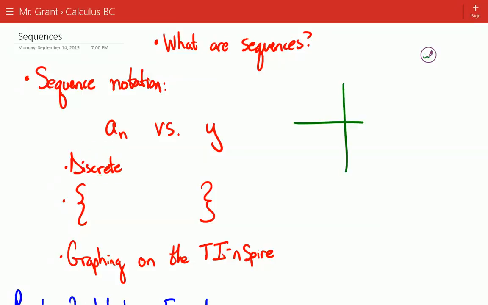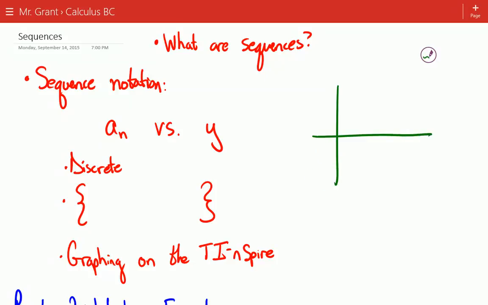If you plot a discrete graph, the points are separate. We don't connect the dots. There's nothing in between them. So discrete are their own individual points. And usually for sequences, you'll see something like a sub 1 equals something. And a sub 1 just means the first term in the sequence. And then there's a sub 2 and a sub 3, so on and so forth. But there's nothing in the middle. There isn't a sub 1.5, a sub 2.5, so on and so forth.